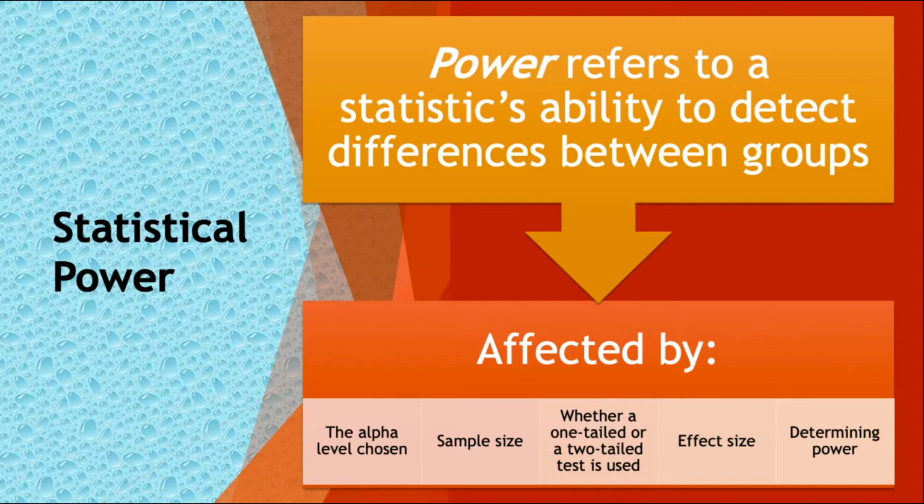A number of factors have been shown to affect how much power your statistical test will have. The first one is the alpha level chosen. As you reduce your alpha level, for example from 0.05 to 0.01, or as we call it, the p-value significance level, you reduce the probability of making a type 1 error. Adopting a more conservative alpha level makes it more difficult to reject the null hypothesis. Unfortunately, it also reduces power.